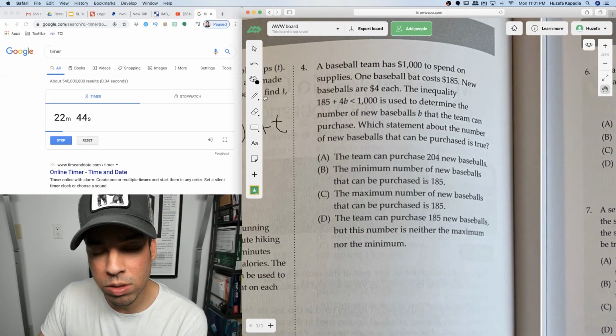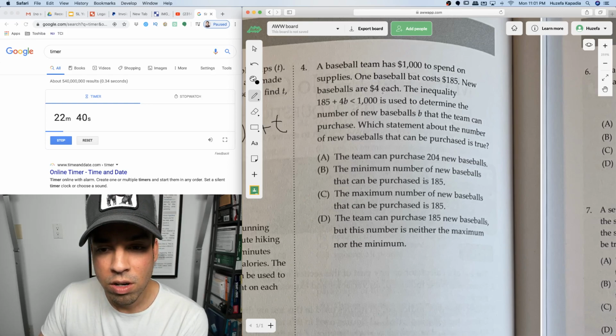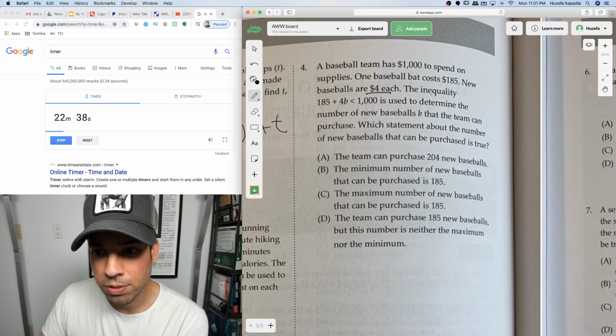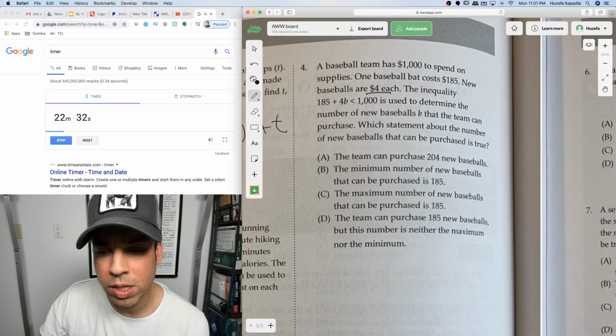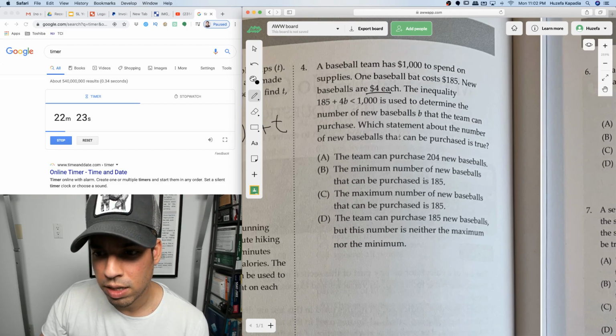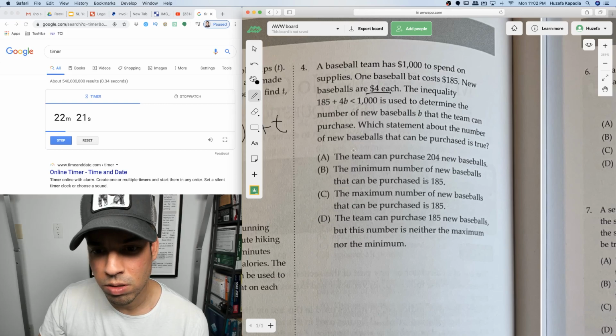Number 4, the baseball team has $1,000 to spend on supplies. One baseball bat costs $185. New baseballs are $4 each. The inequality 185 plus 4b is less than 1,000 is used to determine the number of new baseballs that the team can purchase. Okay, which of the statements about the number of new baseballs is true?